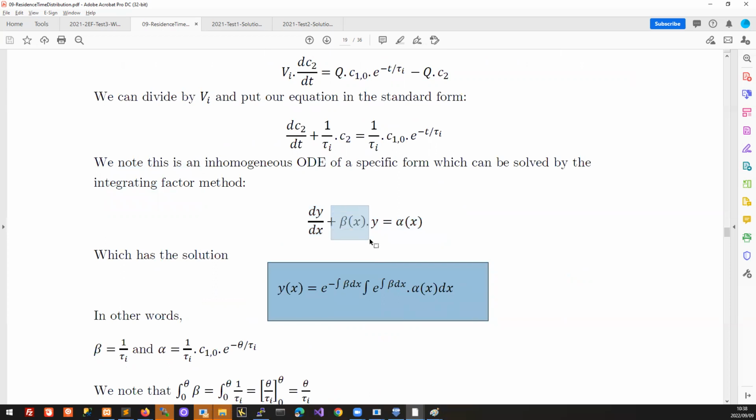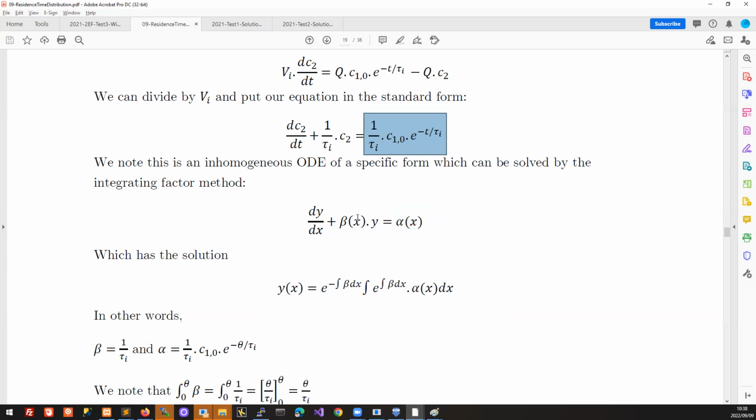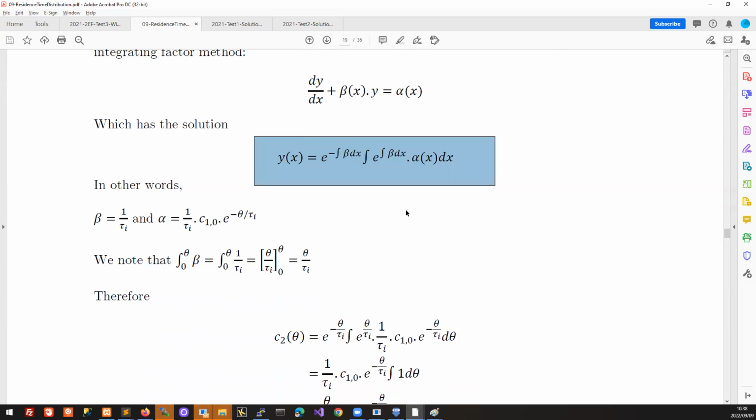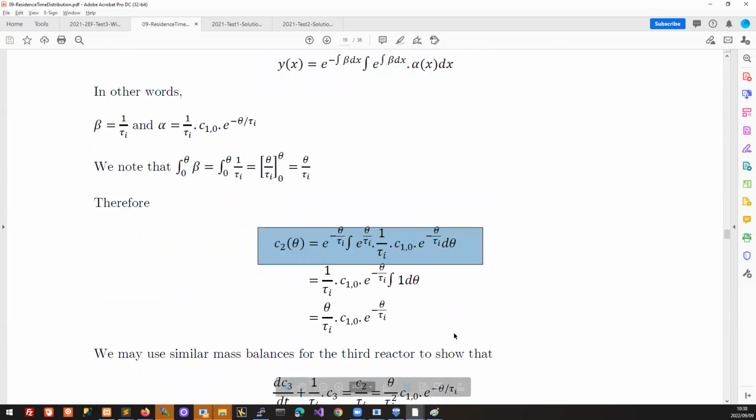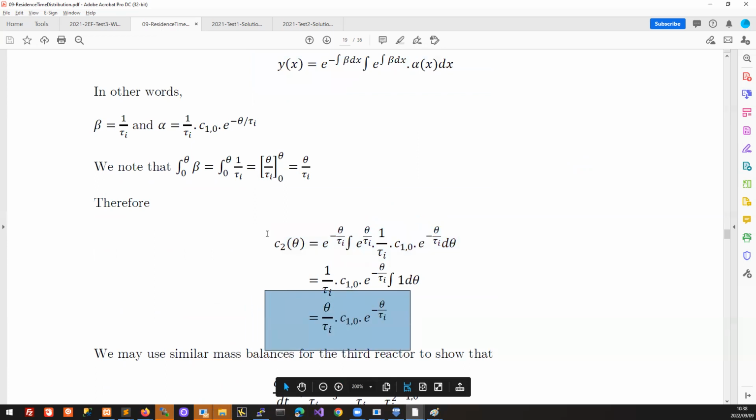So you take the factor of the term that has the dependent variable in it. So in our case, this factor is simply 1 over tau. So it's not a function of theta, it's just 1 over tau. So that's easy. And then the factor that's an explicit function of your independent variable appears here. So that's our alpha. And so if you simply apply this solution using the integrating factor method, then you get this expression. And if you apply the limits, then that's your final equation for C2.